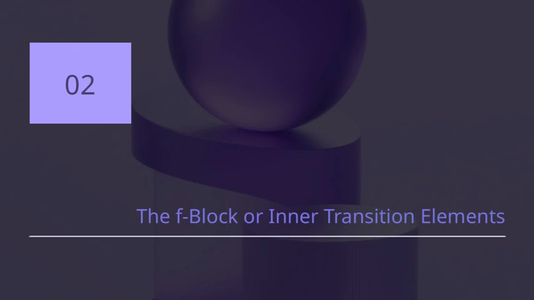Let's take a closer look at the f block, also known as the inner transition elements. These elements are quite fascinating because they sit separately from the main body of the periodic table, nestled in the lanthanide and actinide series. They are called inner transition because they transition between the main groups, but their unique electron configurations set them apart. What makes these elements especially important is their electron structure, specifically their f orbitals. These orbitals are being filled as we move across the series, which influences their properties and reactivity.